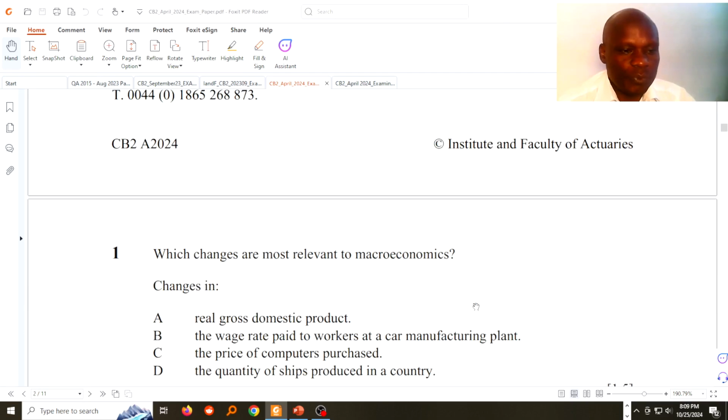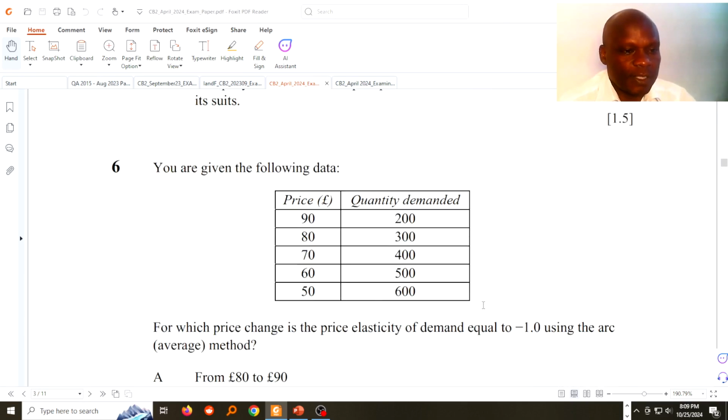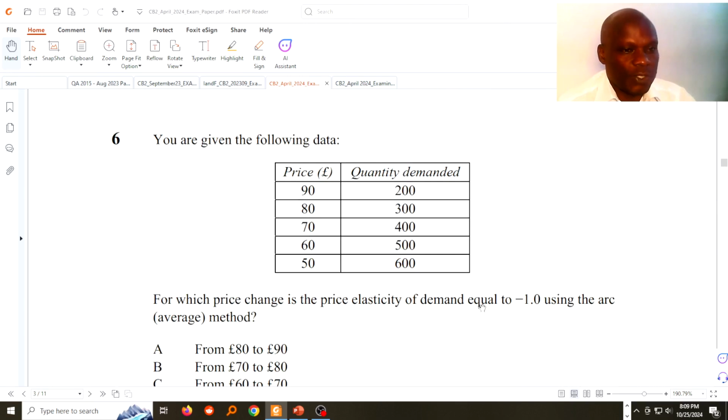Now, without wasting much time, there is a question I want us to consider, and that question is question 6. You are given the following data: price is 90 for a quantity demanded of 200. It is 80 for a quantity demanded of 300. It is 70 for 400, and so on, up to 50 for 600. For which price change is the price elasticity of demand equal to negative 1.0 using the arc average method?